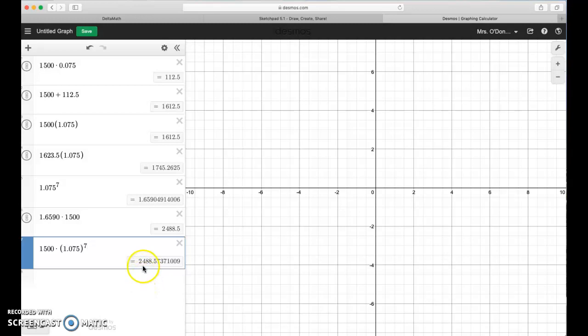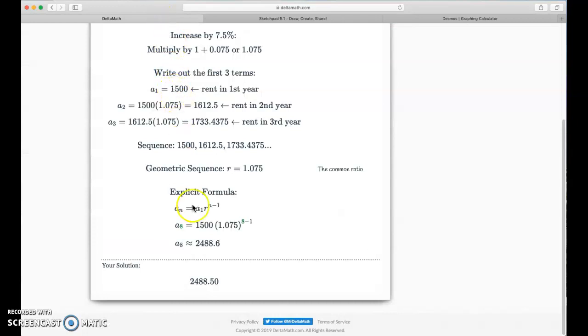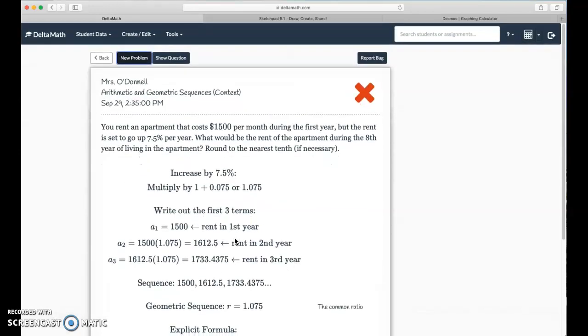Okay, so 2,488.6 would be a more precise answer, and that's what they're asking for. All right, and that's how you do it from a context.